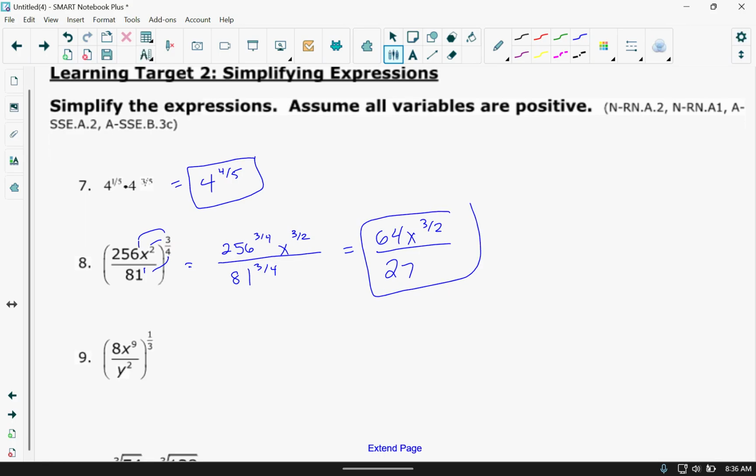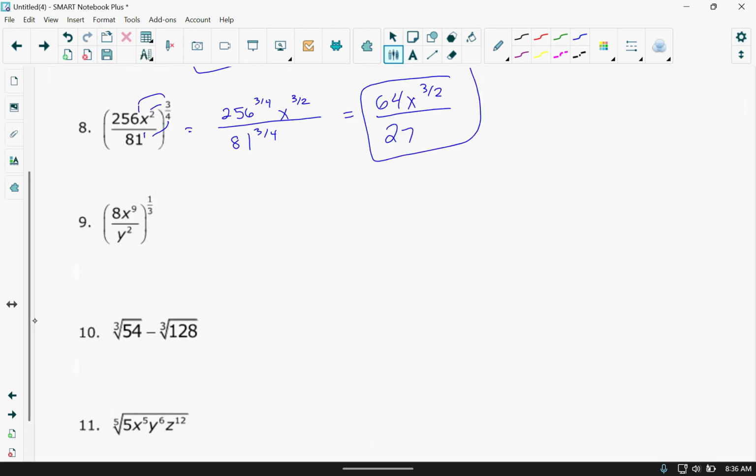Okay, number 9 also has a set of parentheses with 8x to the 9th on top and y squared at the bottom. Then you have the 1/3 outside of those parentheses. So again, just like the last problem, we're going to distribute the exponent to everything inside the parentheses. So I have 8 to the 1/3. X to the 9 times 1/3, 9 divided by 3 is just 3. And then at the bottom, we have y to the 2 times 1/3, which would just be 2/3.